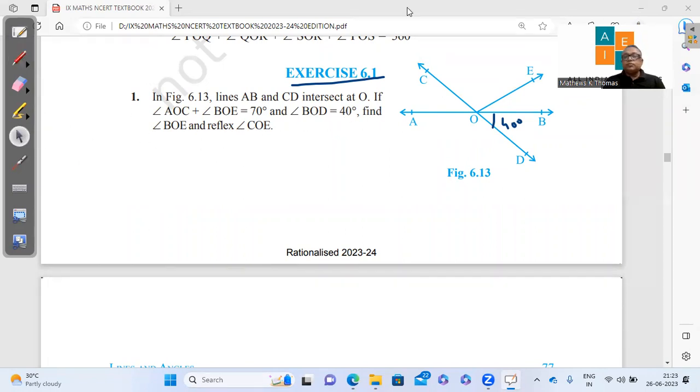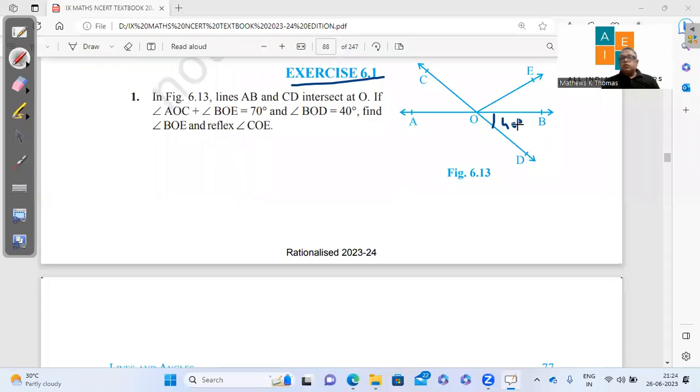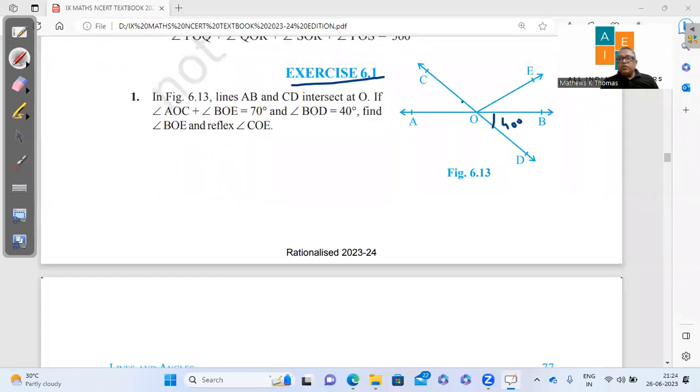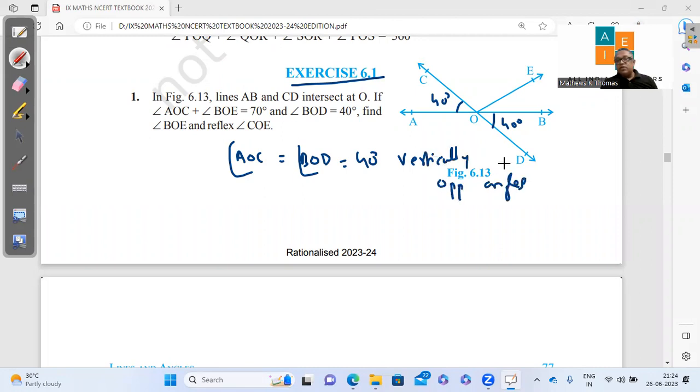So here we have the information given. 40 degrees is given here, angle BOD, therefore vertically opposite angles are equal. So we can say that angle AOC will be 40, right? So angle AOC is equal to angle BOD, that is 40. Why? Because they are vertically opposite angles. Just now we understood the theorem and we know what is vertically opposite, right? So these are two intersecting lines and therefore these two are vertically opposite. So we can say that angle BOD is given 40. So angle AOC will also be 40, right?